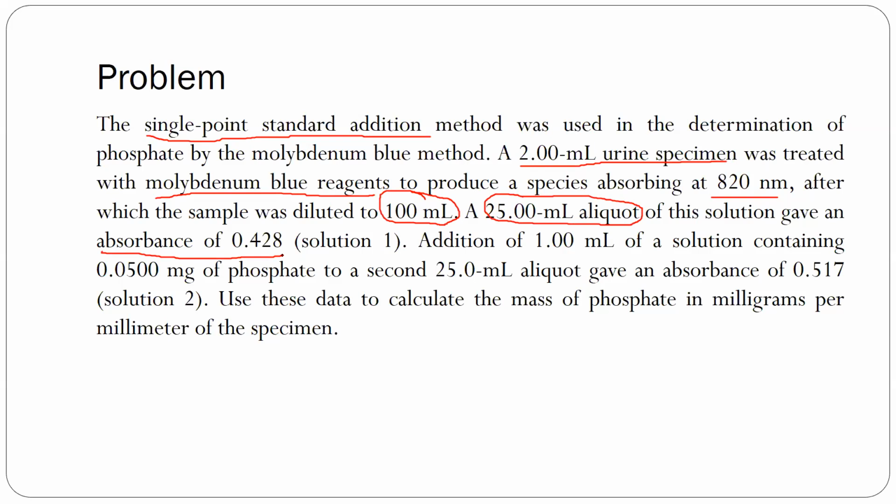Now, next is you added 1 ml of a solution containing 0.05 mg phosphate to a second 25 ml aliquot. And it gave you an absorbance of 0.517. So malamang yung absorbance kanina, ito yung absorbance ng unknown. Siya yung absorbance ng sample. Ito naman yung absorbance ng spiked solution. So use this data to calculate the mass of phosphate in milligrams per ml. Okay, let's go.